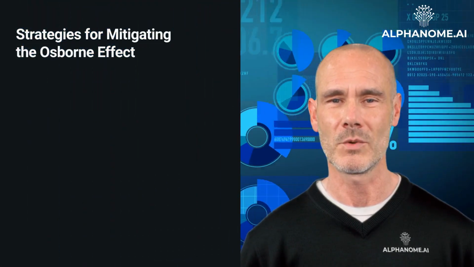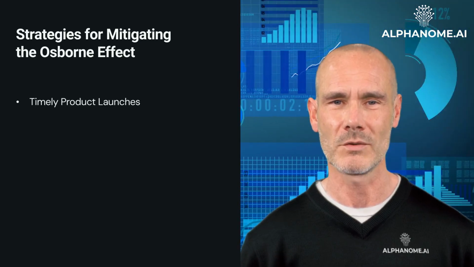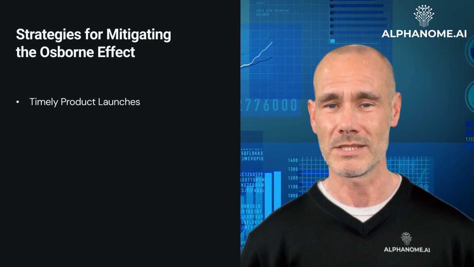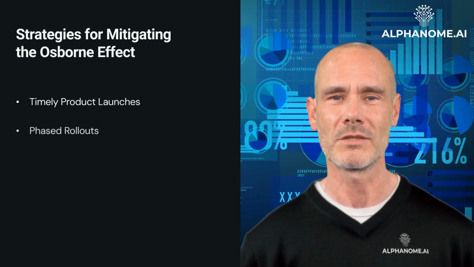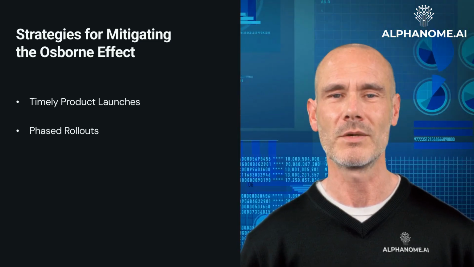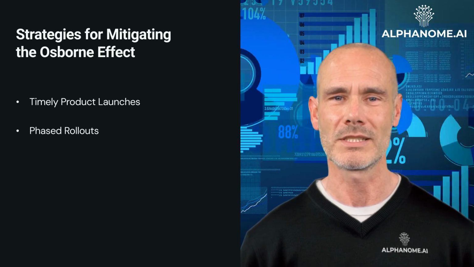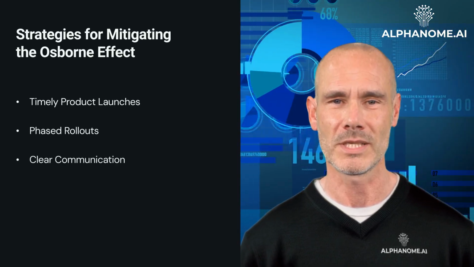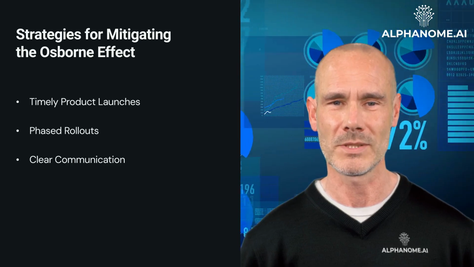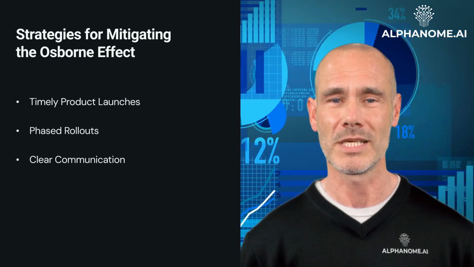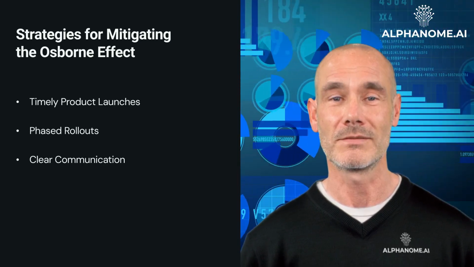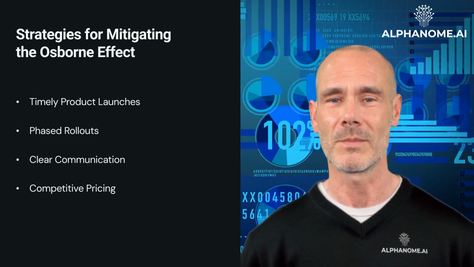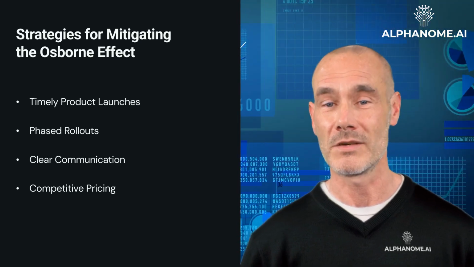Strategies for mitigating the Osborne Effect. Timely product launches. Companies should aim to minimize the gap between product announcements and availability. Phased rollouts. Introducing new products in stages can help maintain interest in current offerings while building excitement for future releases. Clear communication. Transparent communication about product timelines can help manage customer and investor expectations. Competitive pricing. Adjusting prices of current products can help maintain sales momentum until new products are available.